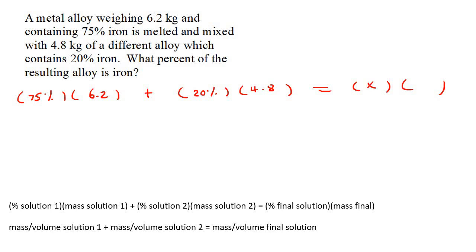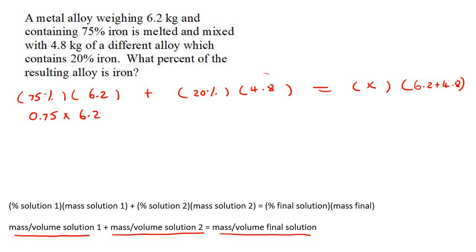And then the resulting solution is what we're trying to work out. Now, some students are like, okay, well, what do we put over here? But remember that the mass of solution 1 plus the mass of solution 2 is the mass of the final solution. So if this is 6.2 and this is 4.8, then you can just add them together. So you can say 6.2 plus 4.8. Easy as that. Now the next step is just to get rid of the percentage. So let's rather say 0.75. You could just say that from the beginning, to be honest. And then 6.2 plus 4.8 is 11, so we can just say 11x.